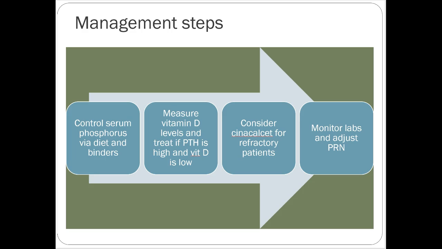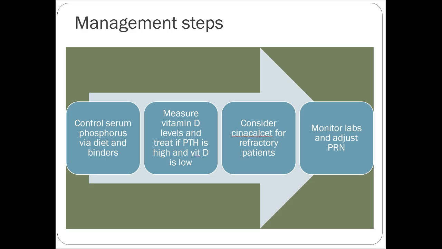Control your serum phosphorus first, and that's via diet and binders. After that, you want to check your vitamin D levels and treat if parathyroid hormone is high and vitamin D is low. And then for patients with refractory high PTH, you want to consider cinacalcet. That's really all you need to do. So control your binding, treat your vitamin D, and if that's all done well and your labs look good on that aspect, but your PTH is still high, cinacalcet is what you're going to add on.